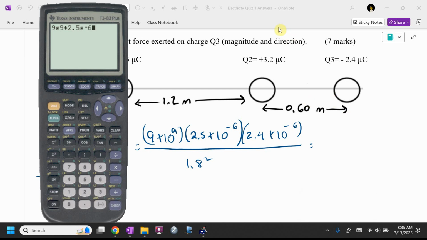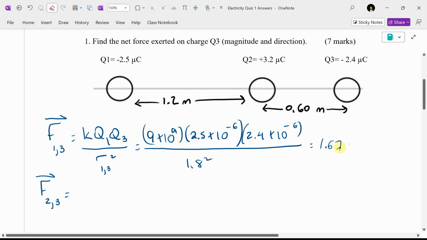So 9 times 10 to the 9th times 2.5 times 10 to the negative 6 times 2.4 times 10 to the negative 6 divided by 1.8 squared. I get 1.67 times 10 to the negative 2. Is that correct, folks? Or am I wrong? I see someone nodding, but they're also writing like mad as though they're copying this out. I'm right? Okay. 1.67 times 10 to the negative 2 newtons.